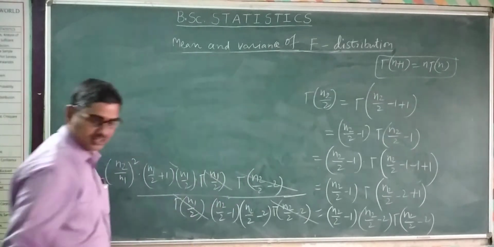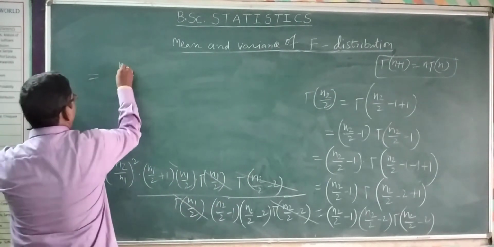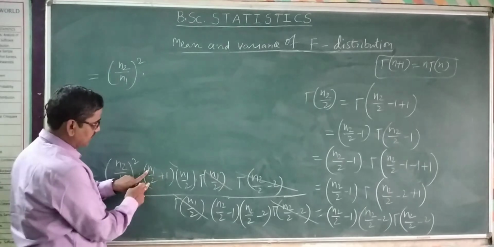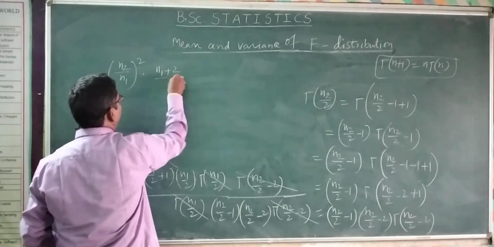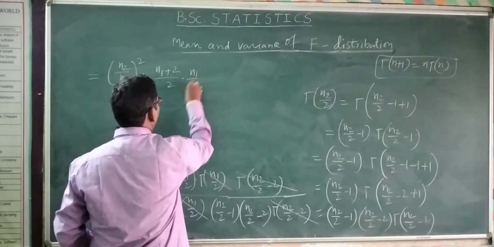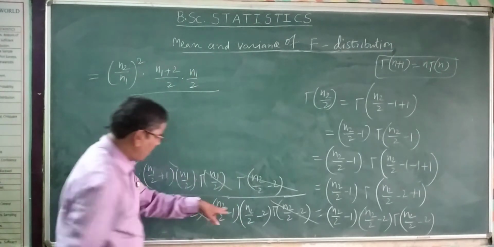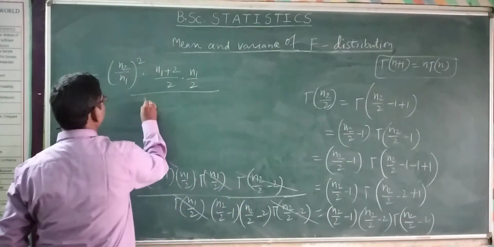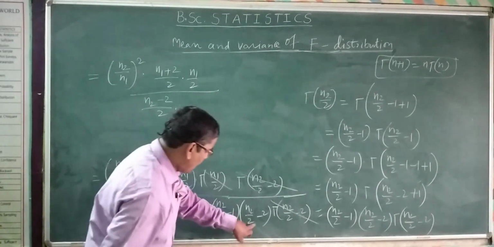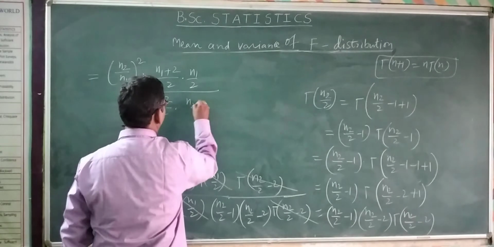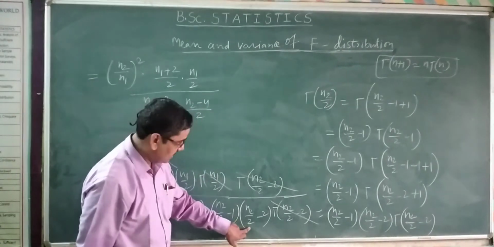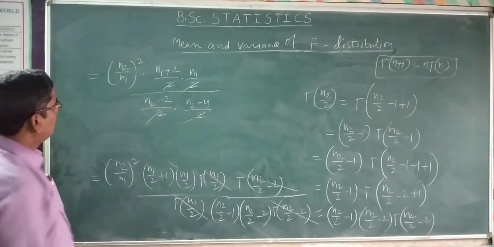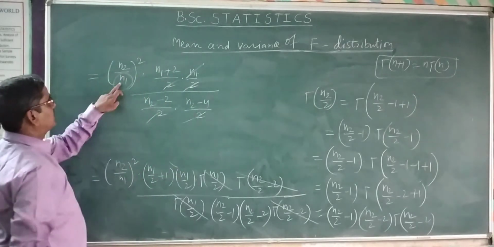If you simplify this, it is equivalent to n2 by n1 whole square multiplied by n1 by 2 plus 1. That is, if you take the LCM 2, that is n1 plus 2 divided by 2. This is multiplied by n1 by 2, divided by the remaining values. There is no other value in the numerator. The remaining values: n2 minus 2 divided by 2, n2 minus 4 divided by 2, taking the LCM 2. So the 4 will get cancelled, all the 2's will get cancelled, and n1 will get cancelled here. n1 square over n1 will get cancelled.